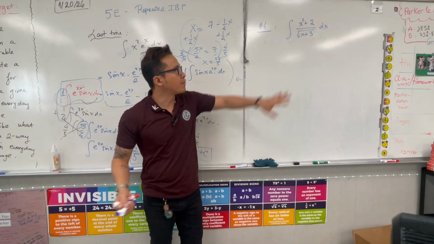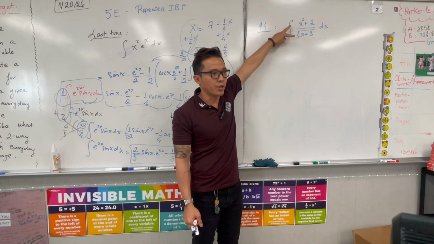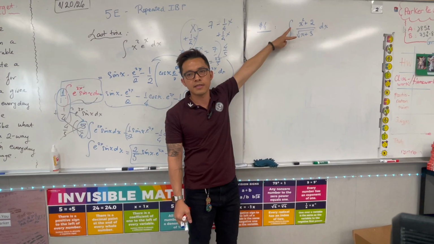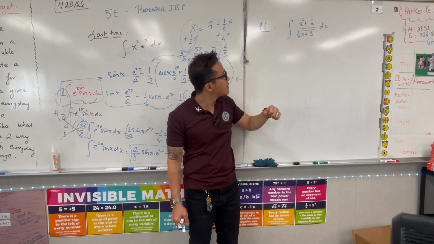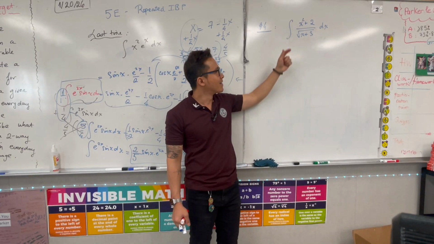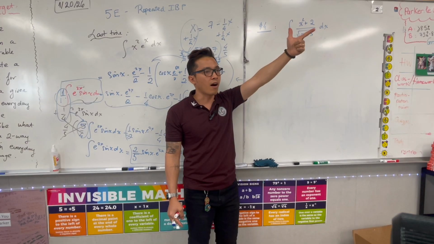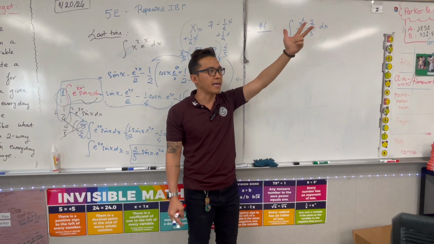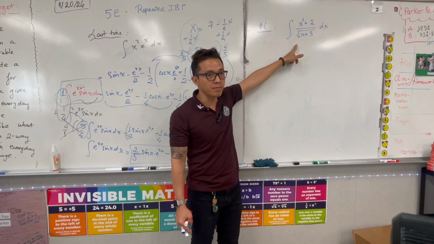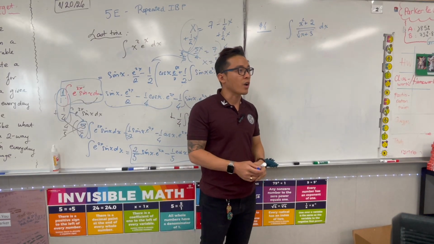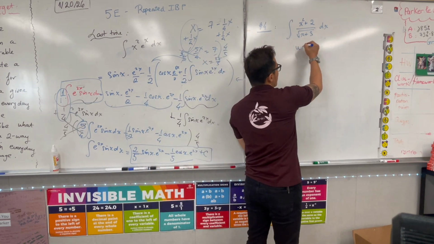Alright, okay, number 4. When you see this, do you think you're going to do integration by parts? Do you see any exponential, like e to anything? Do you see any log? Do you see any inverse? Do you see any trick? So this one cannot do integration by parts. Now you know for sure they're going to do u-substitution, right? But what are you going to let equal u? That's the question.